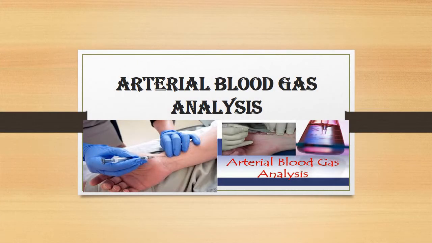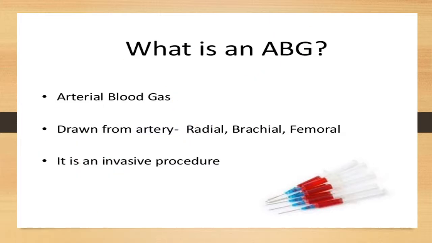Arterial blood gas analysis. What is an arterial blood gas analysis? Arterial blood gas is drawn from an artery, that is radial, brachial, or femoral. It is an invasive procedure, that is, a procedure which gives pain.